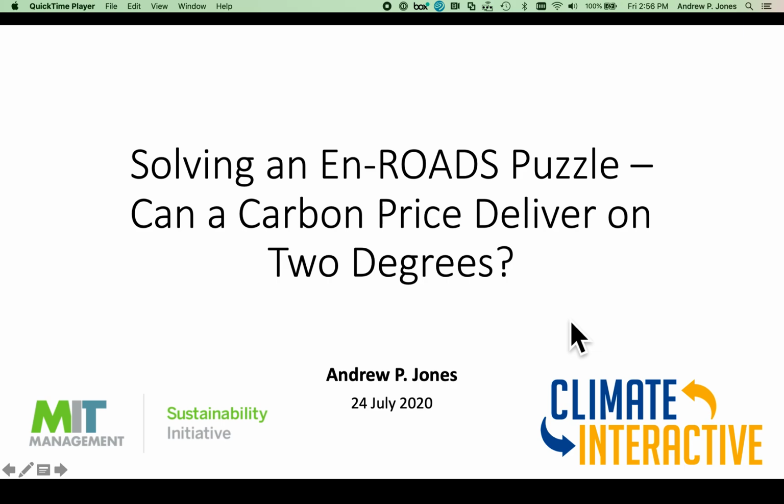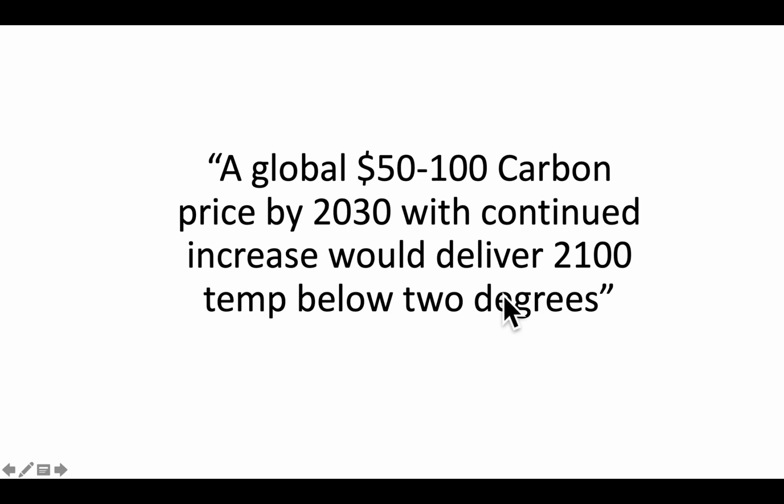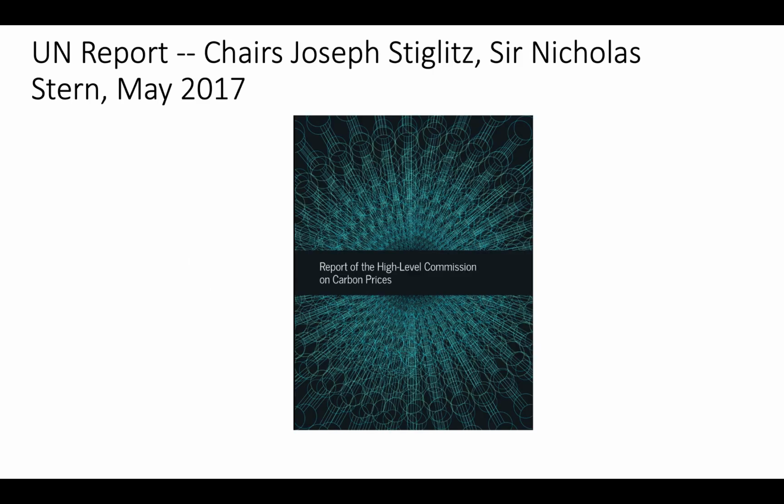And the puzzle comes from addressing this idea that's out there in the world. We've heard it said that a global $50 to $100 carbon price, that's in CO2, by 2030, with continued increase, would deliver 2100 temperature well below 2 degrees. So is that true, and where did it first come from?